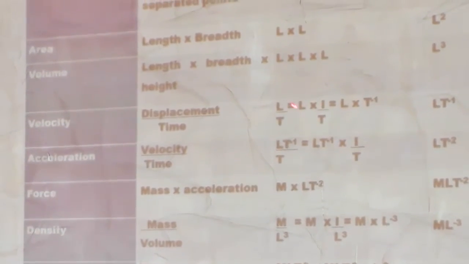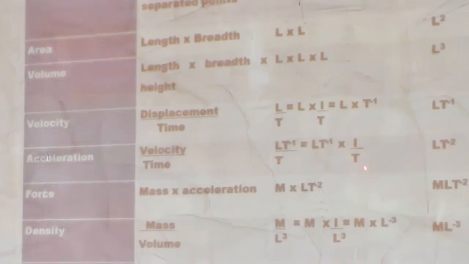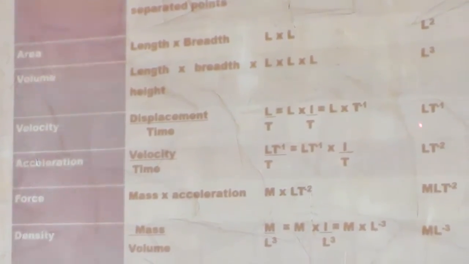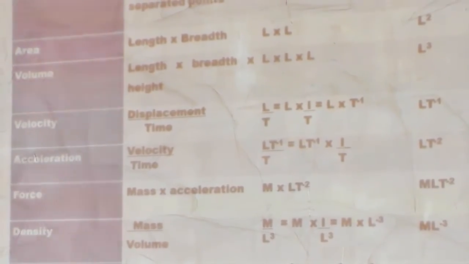Then if you want to change this, L over T is the same thing as L multiplied by 1 over T. That is the inverse of T. According to the law of indices, the inverse of any letter becomes that letter raised to power minus 1. Therefore, multiplying T raised to power minus 1 by L, we have L T raised to power minus 1.